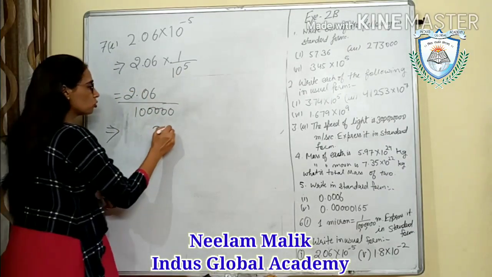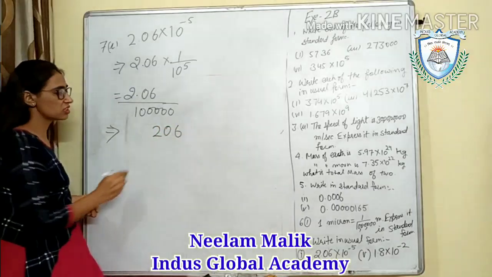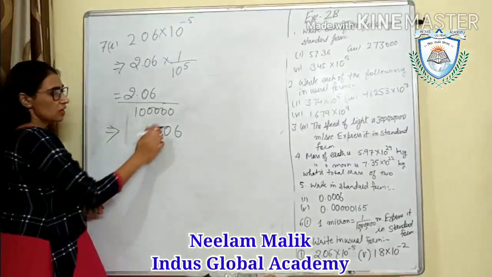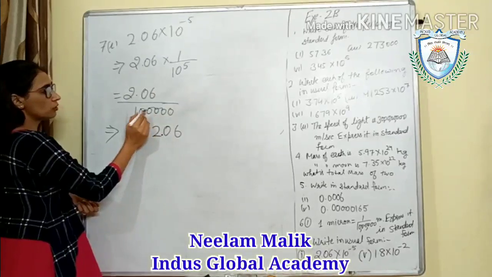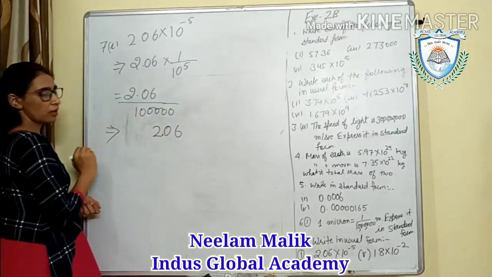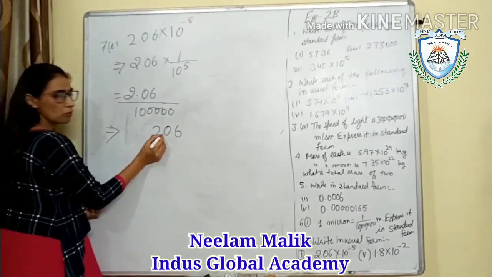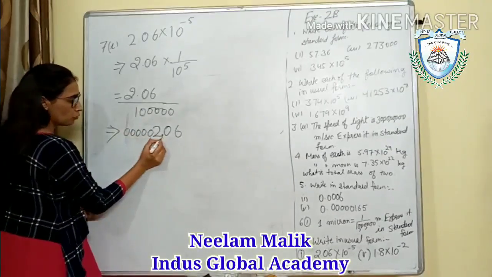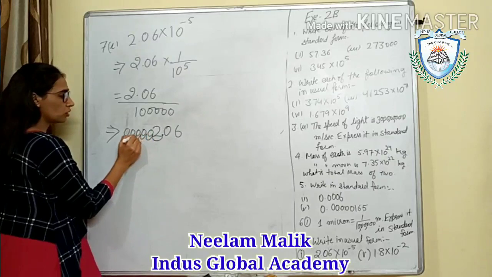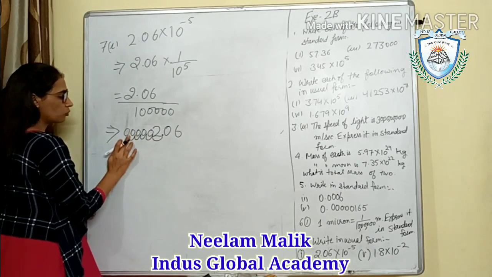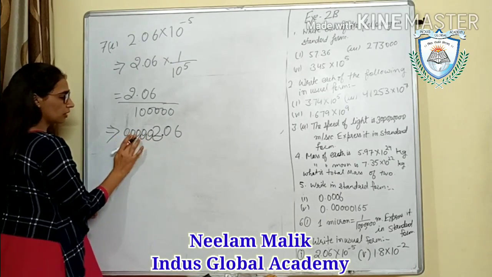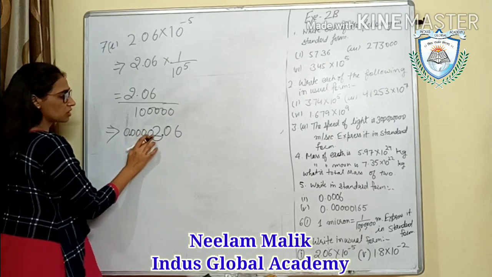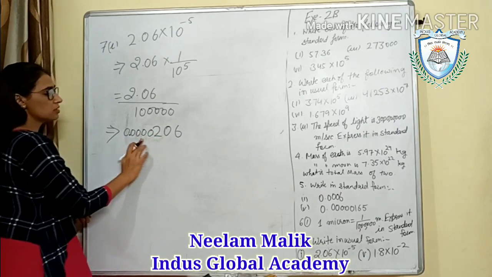Okay. So 206. Where is our decimal point? Decimal point is here. How many zeros? 1, 2, 3, 4, 5. 5 zeros. So it will move 5 places. I need 1, 2, 3, 4, 5. So where will our point be? Here. Yes. So this number is now in simplest form.